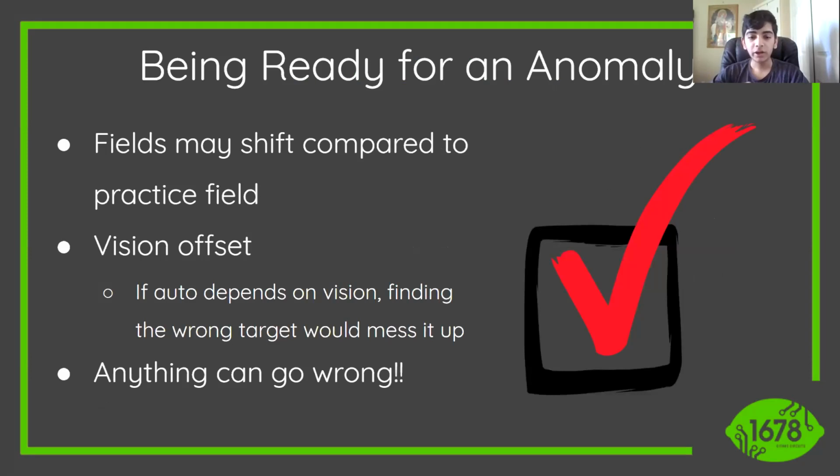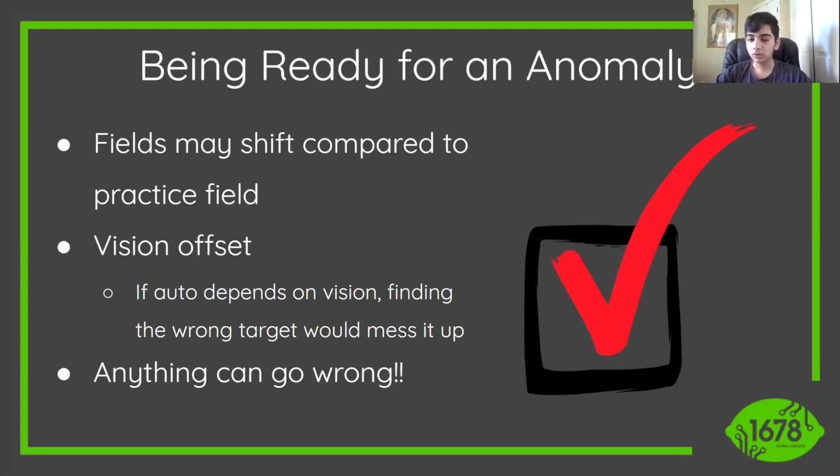And again, you want to be ready for any anomaly that may occur in competition, right? Something that you have to think about is that in competition, the field may shift as compared to the practice field, right? And you want to make sure that your odometry works correctly in this regard, right? If you have a certain reference point on the field and for some reason that reference point has now changed going into competition, you want to make sure that your code is prepared for that so it can correctly recalculate trajectories based on this new odometry and still work well.